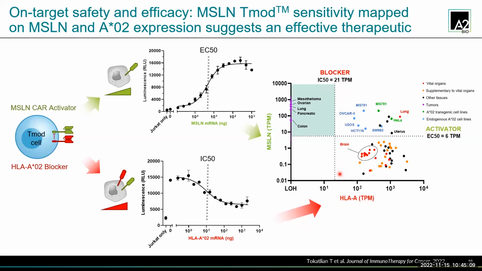Whereas tumor targets, which express enough mesothelin but will lack A2 in the presence of A2 LOH, should be targeted by our mesothelin TMOD platform. All other vital tissues don't necessarily express enough mesothelin to be highly vulnerable, yet they will regardless express enough A2 to be protected by mesothelin TMOD.